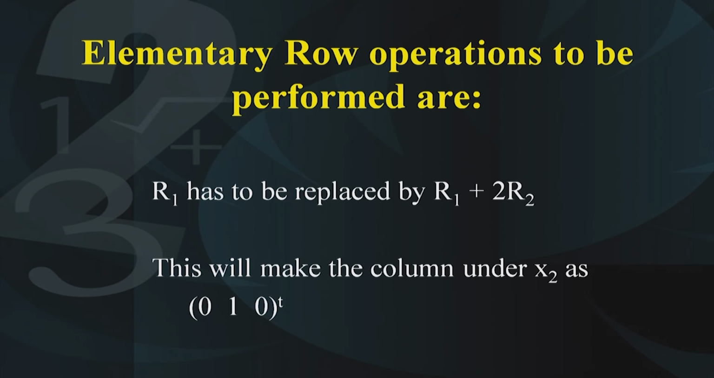Please note that the second entry was already 1, so we did not need to do anything about it. The third entry was already 0, so we did not need to do anything about it. The only problem was with the first element. So, the first entry we wanted to make 0, and that is the reason why we applied this elementary row operation and made this particular pivot column 0, 1, 0.